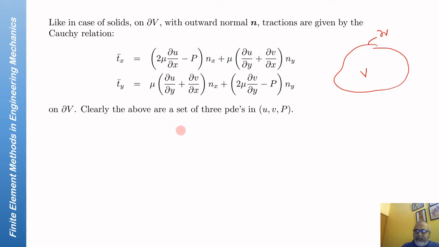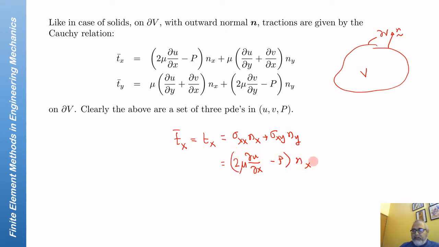Then the boundary conditions turn out to be exactly the same as in case of solids. So Tx is specified as Tx bar, which is equal to sigma xx nx plus sigma xy ny, which is the Cauchy relation, where n is the outward normal. And then sigma xx is 2 mu del u del x minus p, and sigma xy is mu times del u del y plus del v del x. Similarly, Ty bar will be sigma xy nx plus sigma yy ny.